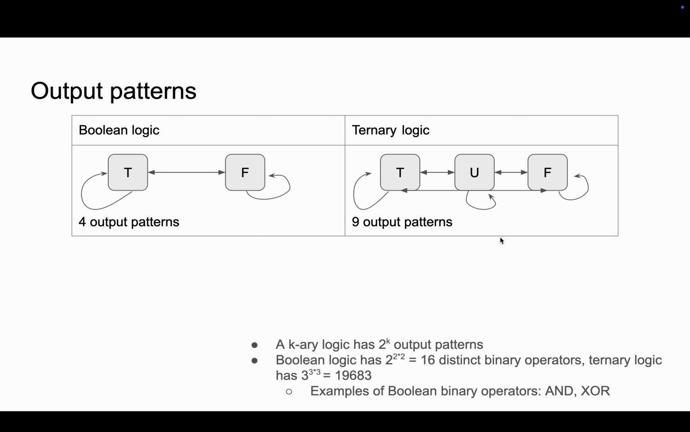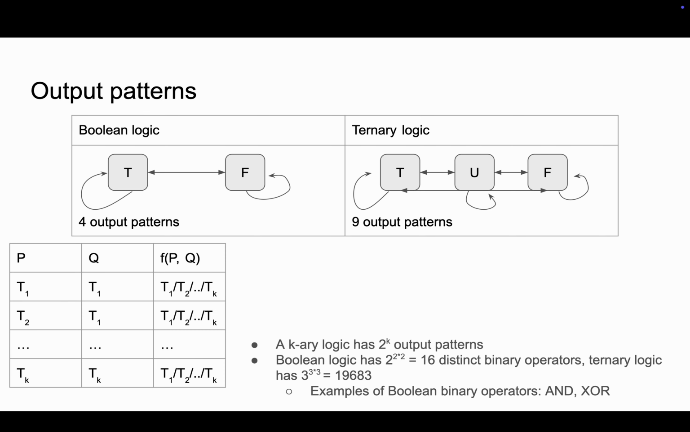Now let us move on to binary operators. What exactly are binary operators? Binary operators, as shown here on this diagram, are basically truth tables. One binary operator corresponds to one truth table. An example of a binary operator is AND. Another example is OR. Another example is XOR, which is the exclusive OR. NOT is not a binary operator.